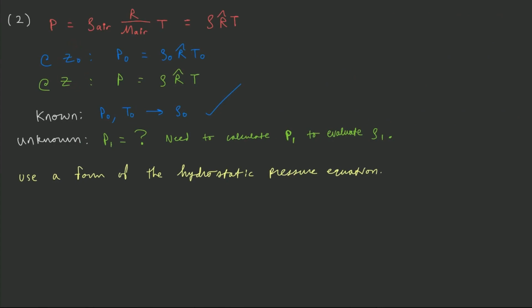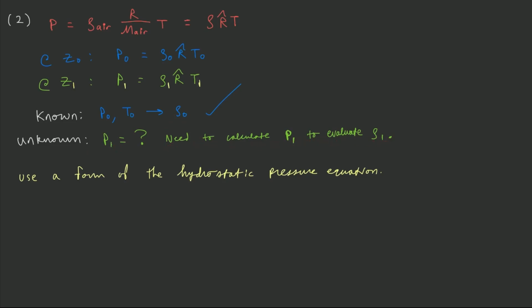Okay? So on this next slide, we can say, what if we apply this new equation to both Z naught and Z1? So this should be Z1, P1, rho 1, T1. What if we take this equation of state and apply it to our different levels? Well, we know what P naught is. That's just 1 atmosphere. We know what T naught is. That's just 30 degrees Celsius. So we could use this equation to calculate rho naught. However, we don't know what P1 is, and so we can't use this equation to calculate rho 1. So we need to calculate P1 to evaluate rho 1.